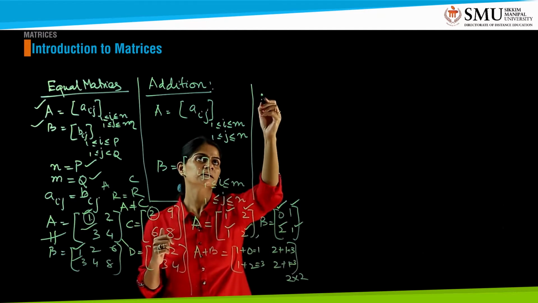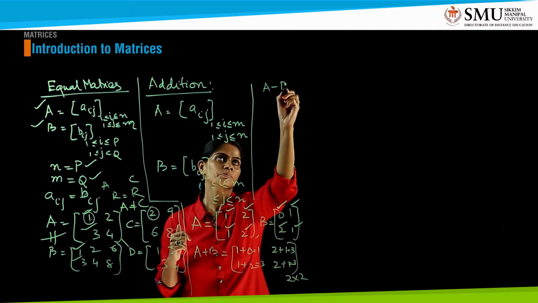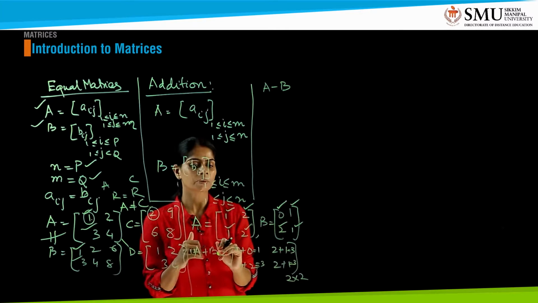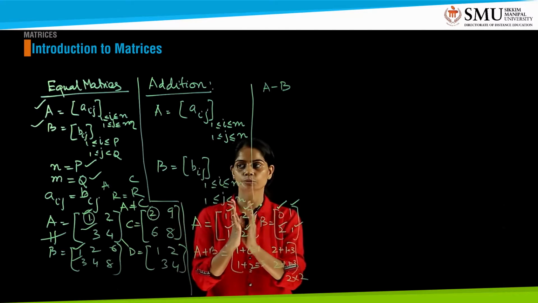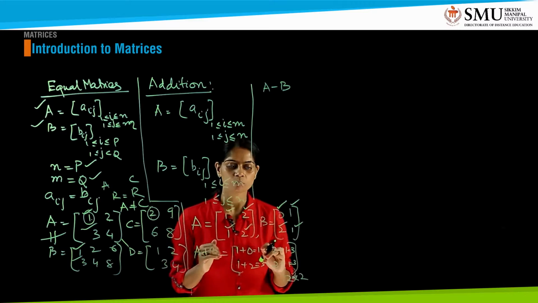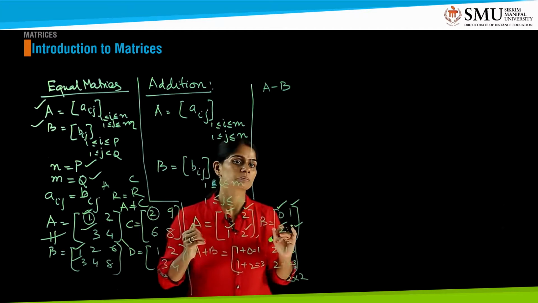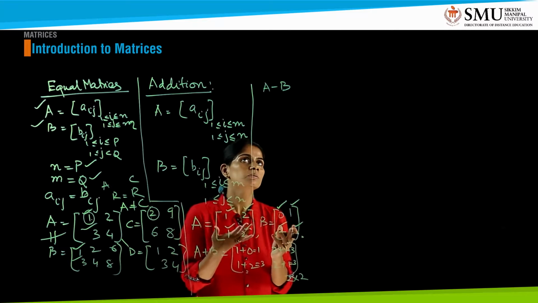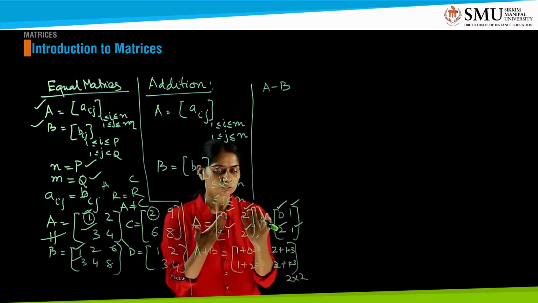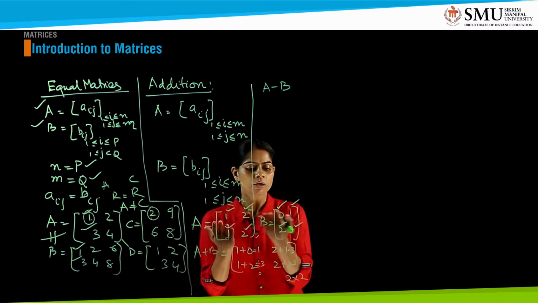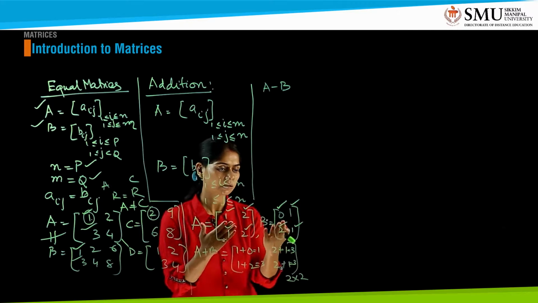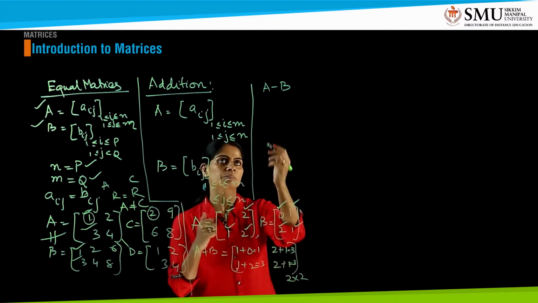Now, let us define the concept of subtraction of matrices. Subtraction of matrices, again, the first condition is that both matrices are of the same order, that is, they have the same number of rows and the same number of columns. So, once they have the same number of rows and columns, just like the addition we did, we will do the same thing. Instead of addition, we will do the subtraction.